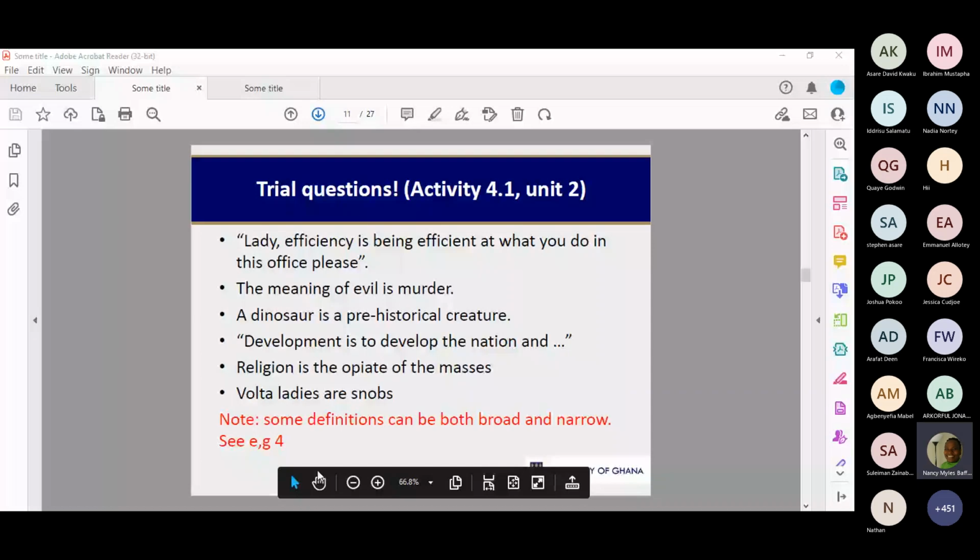Thank you. Now, see, a sister has come to the office there to work. Maybe she's a national service person who is new to the work environment, but she's doing her best. Just that it looks like the boss doesn't think it is enough. So you have to be efficient here. Then the lady says, oh, sir, please, I'm trying hard, but if you could explain what you mean by efficient, then it will help my work. Then he says, lady, efficiency is being efficient at what you do in this office, please.